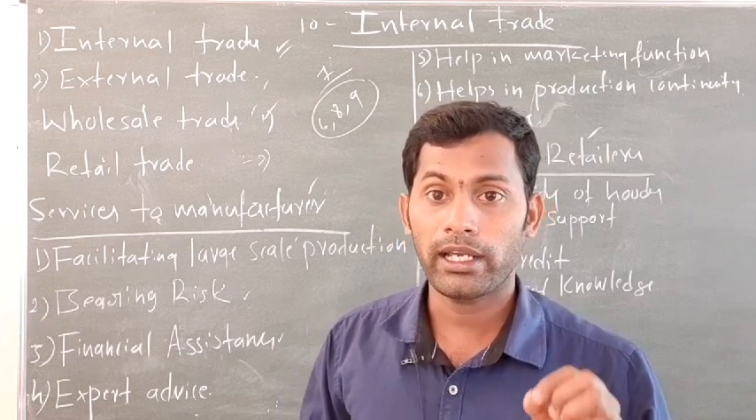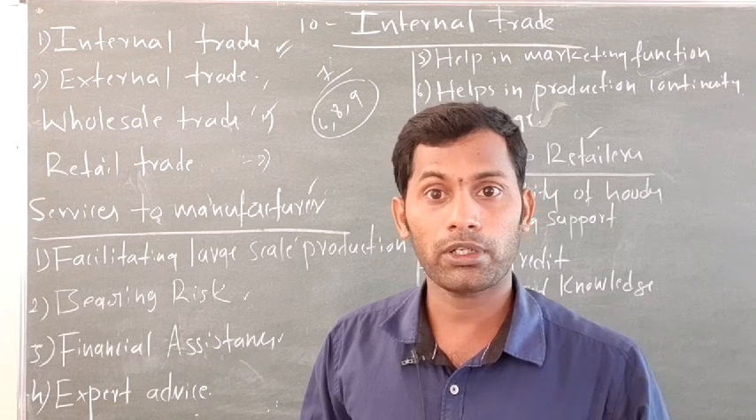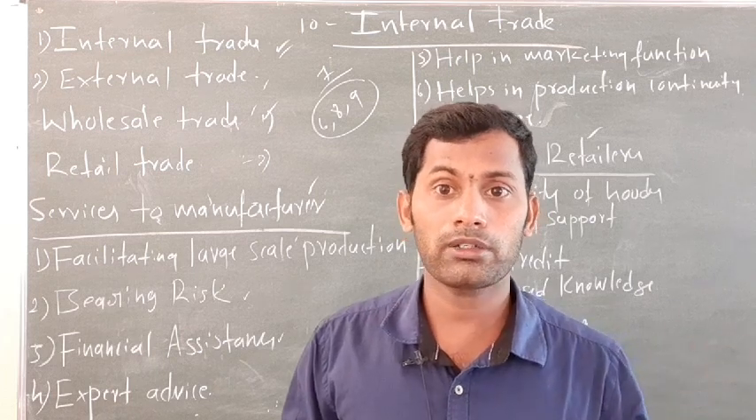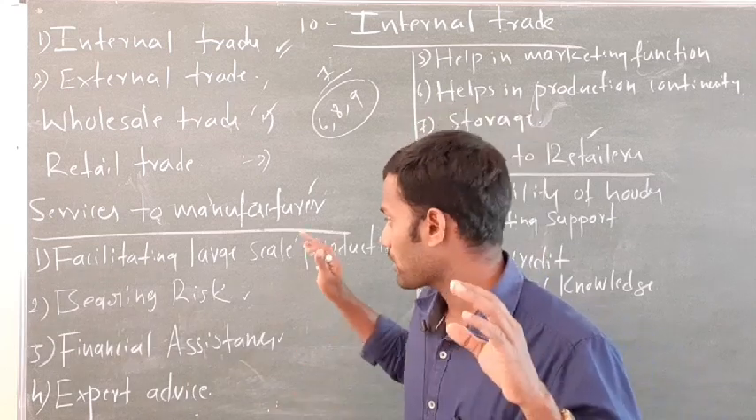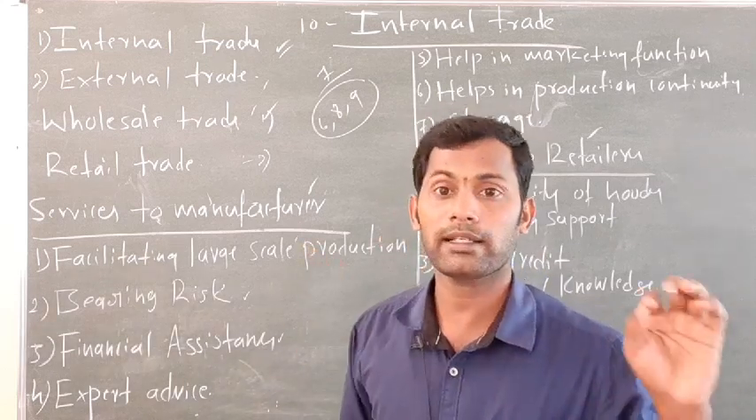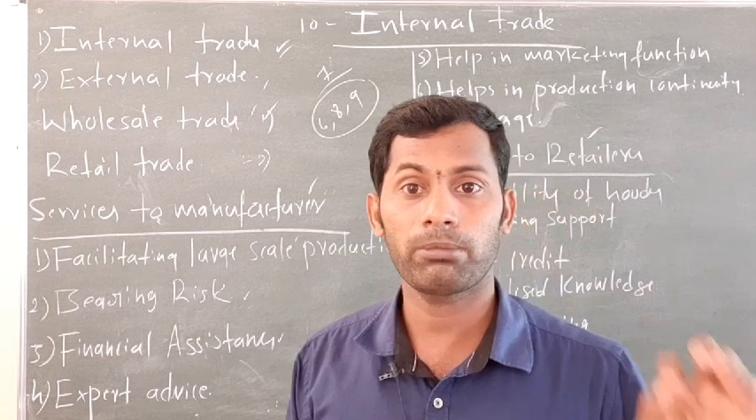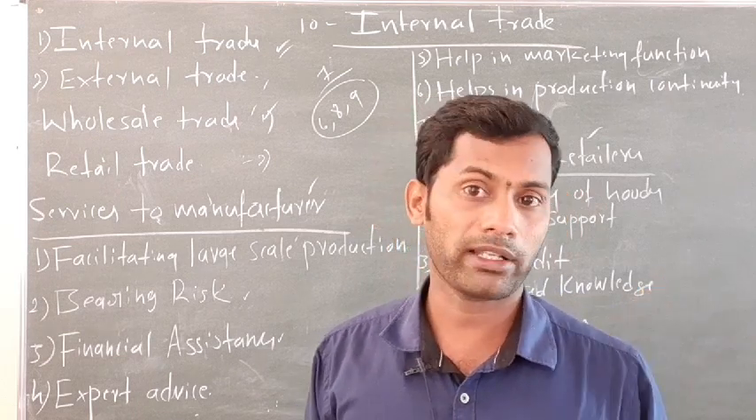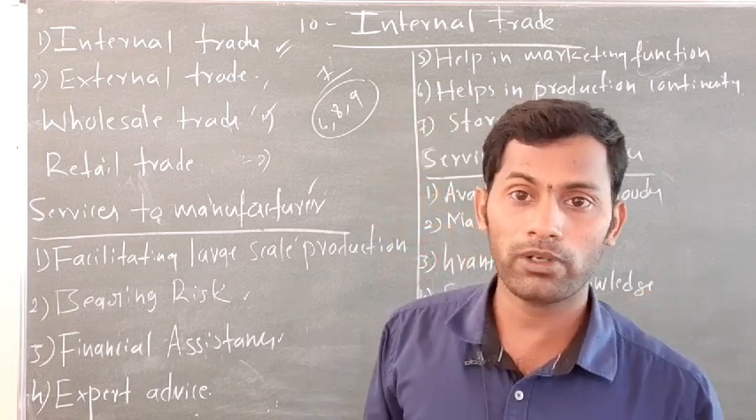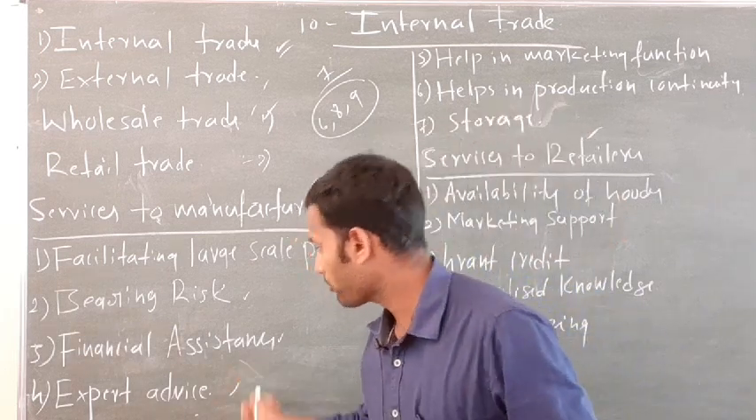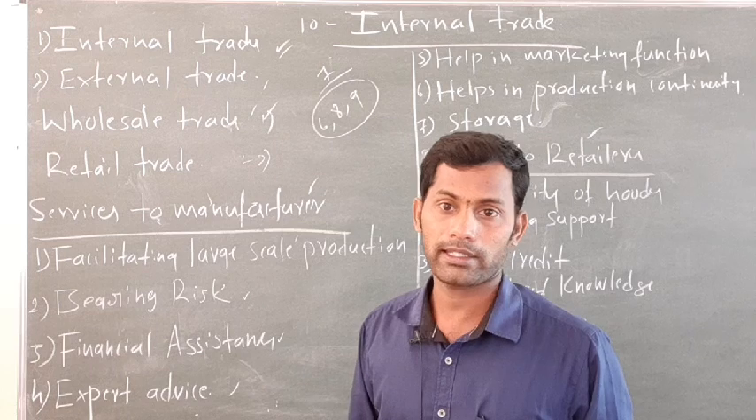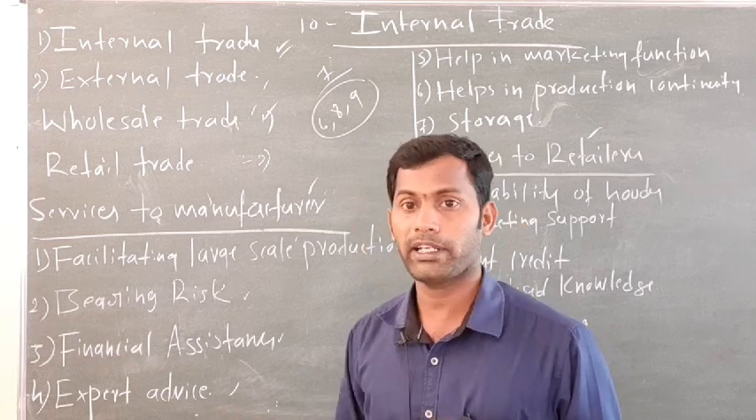That is one more support or help by the wholesaler to the manufacturers. One more thing is, sometimes the wholesaler grants credit or advances money to the manufacturers. It is one more service of the wholesaler to the manufacturer. Then the fourth one, expert advice. Now what is the meaning of expert advice?